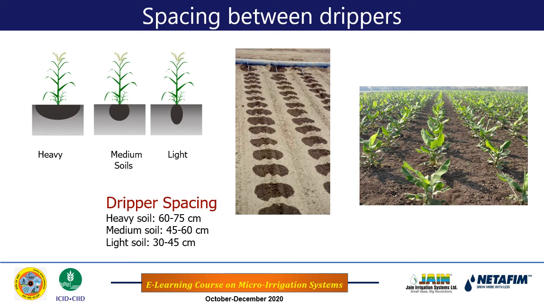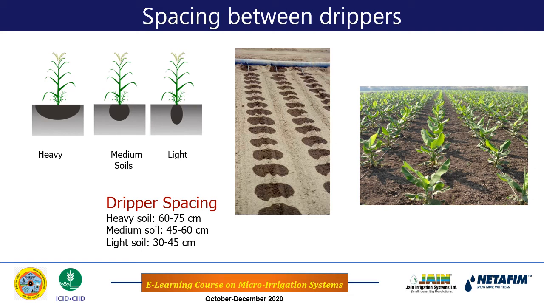In the case of row crops, it is not the number of emitters per plant or something like that, but the spacing between emitters on the lateral, and this spacing should be such that the entire strip is wetted. For that, in heavy soil the dripper spacing is more, and in light soil the dripper spacing is less, because the distribution of water inside the root zone differs. In heavy soil, lateral movement is more and therefore spacing can be more. In light soil, lateral movement is less, so spacing has to be less.